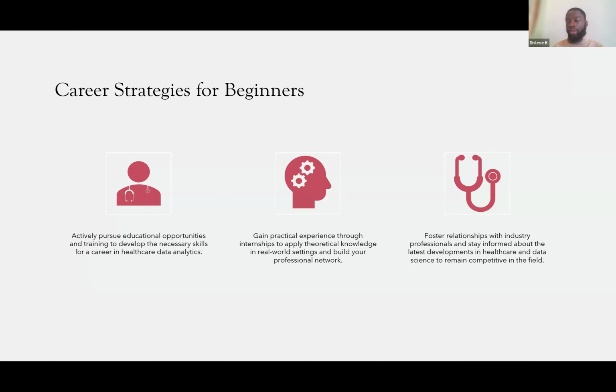And also fostering relationships. In the industry, they say it's not what you know, it's who knows you. And in the data world, as the world is expanding, definitely building good relationships and having a good network of people can help you propel your career and help you learn.